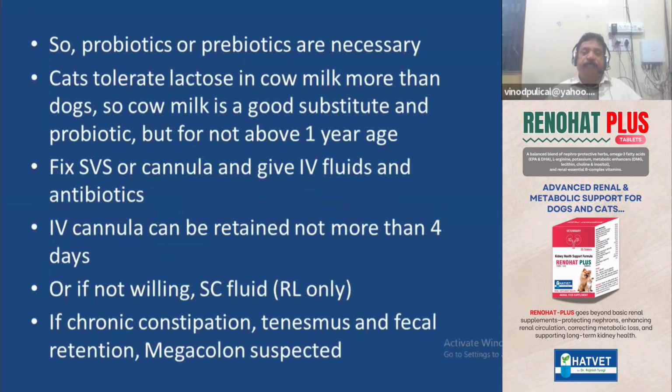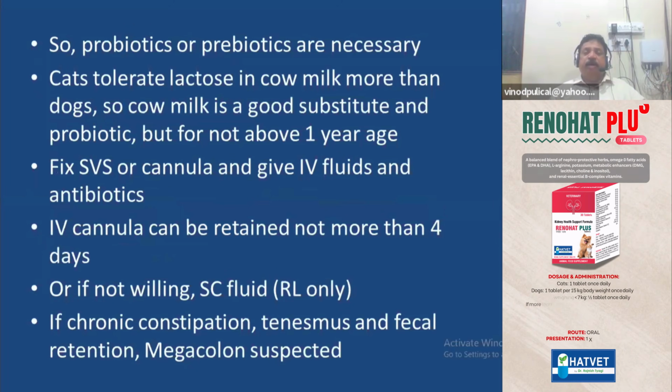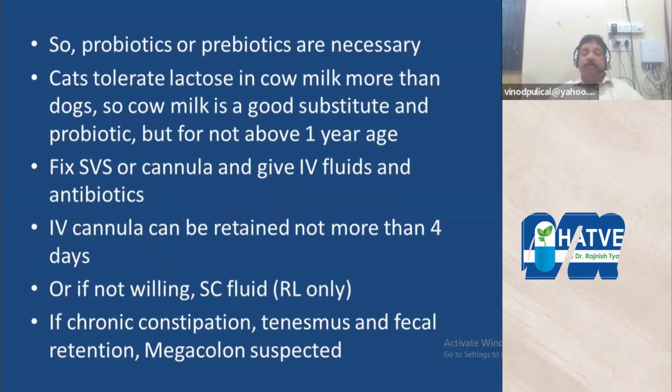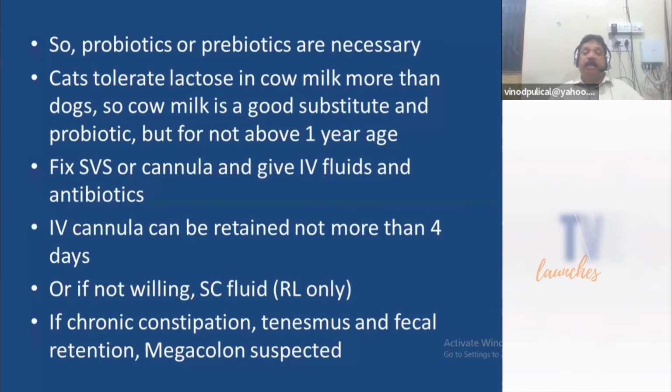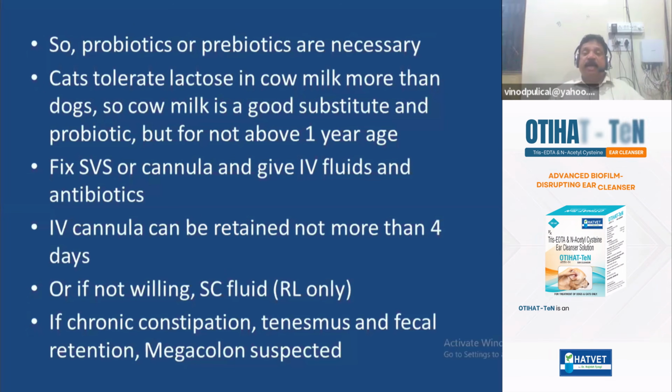Generally, cats below 1 year of age can tolerate cow's milk very well. They can tolerate lactose, so it can be used as a good substitute for the food as well as a probiotic. But if it is given to cats above 1 year of age, mostly they cannot tolerate lactose, and lactose intolerance diarrhea can occur in adult cats.